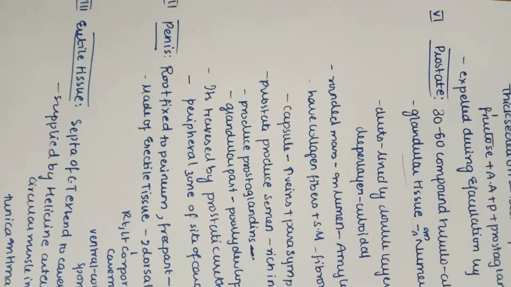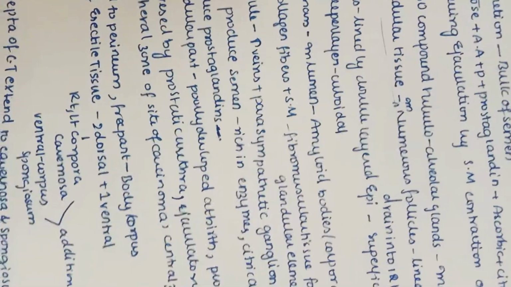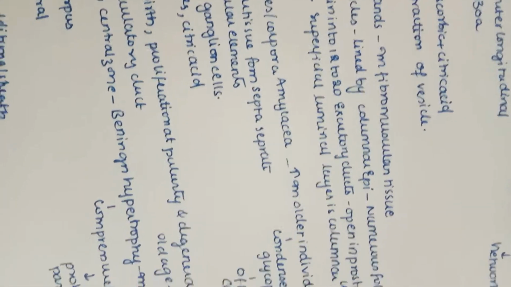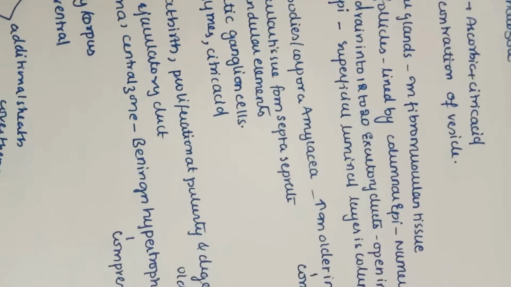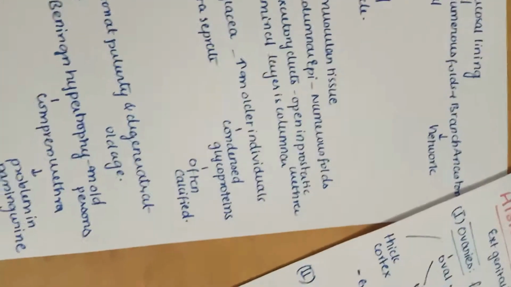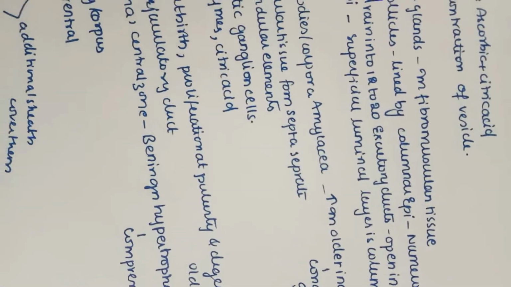Here we can see it in a larger image. The prostate details are like this: 30 to 60 compound tubulo-alveolar glands in a fibromuscular tissue, and in the glandular tissue numerous follicles are present, lined by columnar epithelium with numerous folds. These follicles mainly drain into 12 to 20 excretory ducts which open into the prostatic urethra. The ducts are lined by a double-layered epithelium: the superficial luminal layer is columnar and the deeper layer is cuboidal.